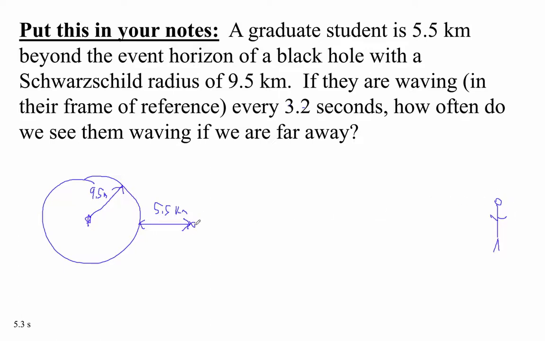And here's this poor graduate student. They're waving every 3.2 seconds, which is already pretty slow. Maybe they're not into it. Okay, we did ask them to sacrifice themselves, so there it is.